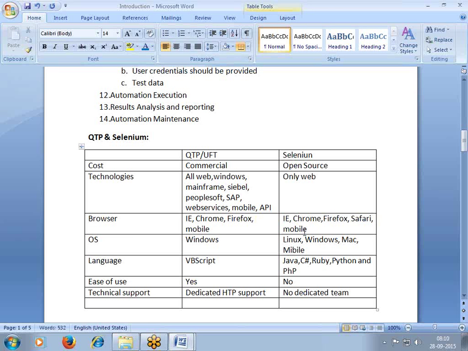Okay, and operating systems. QTP supports only Windows operating systems, but Selenium supports multiple operating systems: Linux, Windows, Mac, mobile, everything. So that is one plus point. Selenium supports multiple operating systems.